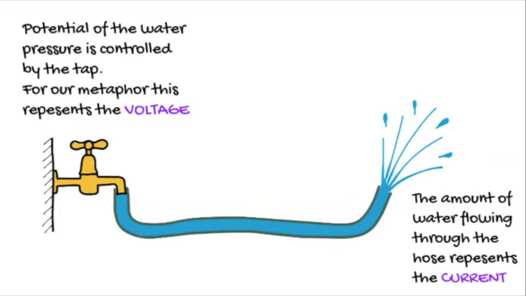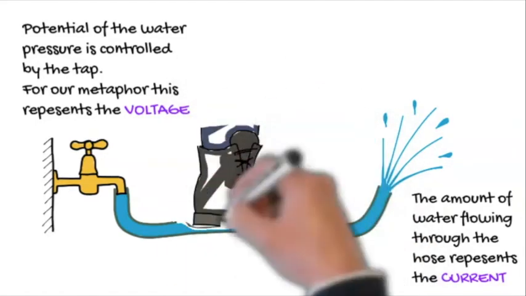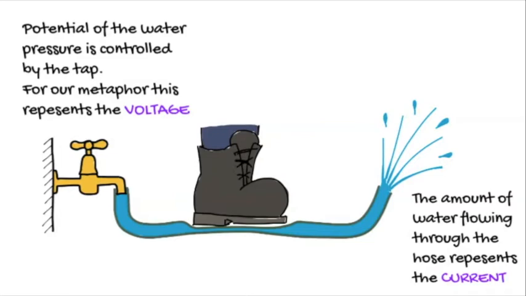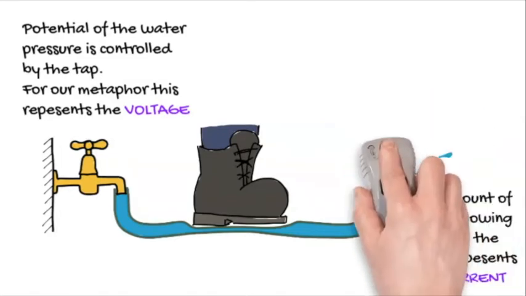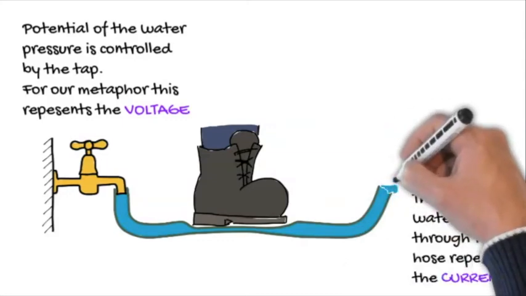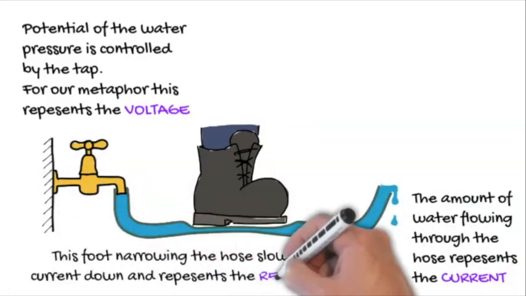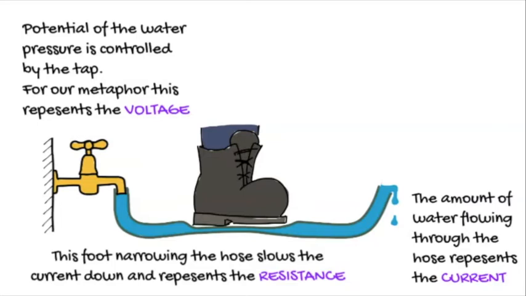So if someone comes along and steps on our hose, for example, we're going to reduce the amount of water that the hose is allowing through at any one point, and therefore creating resistance to the current, slowing down the amount of water that will flow through that hose pipe. So for this metaphor, this foot narrowing the hose represents resistance. And it doesn't matter where we stand on the hose, whether it's near the tap or near the open end, the amount of current, the amount of water flowing through it will reduce the same.